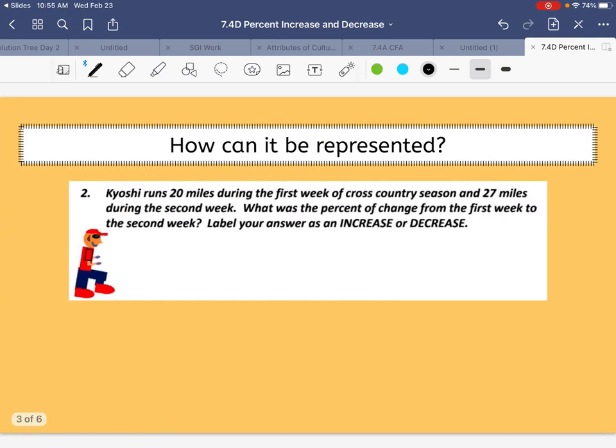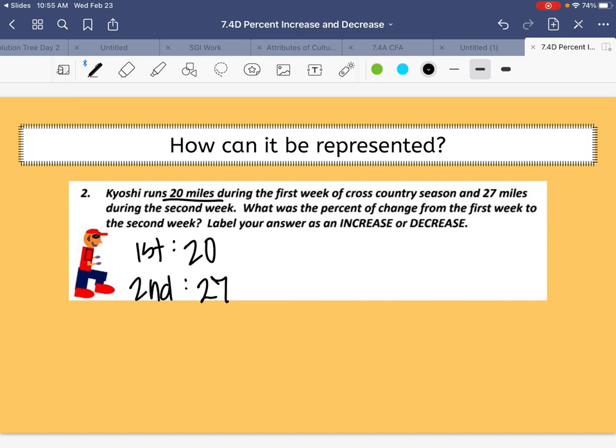So the first example: Kayoshi runs 20 miles during the first week of cross-country season and 27 miles during the second week. What was the percent of change from the first week to the second week? Label your answer as an increase or a decrease. So first, I see that we started at 20 miles that first week, and then the second week we were at 27 miles.